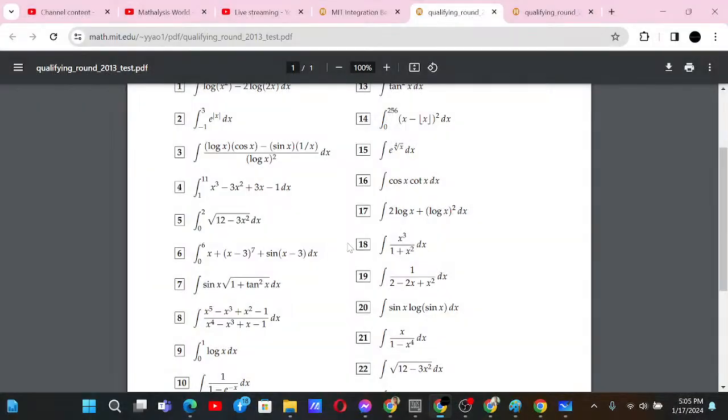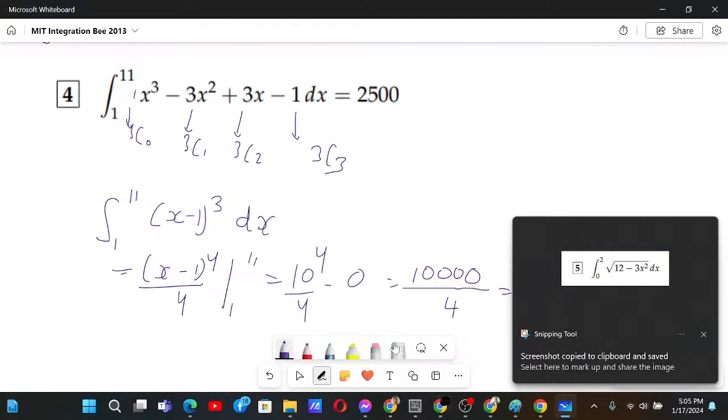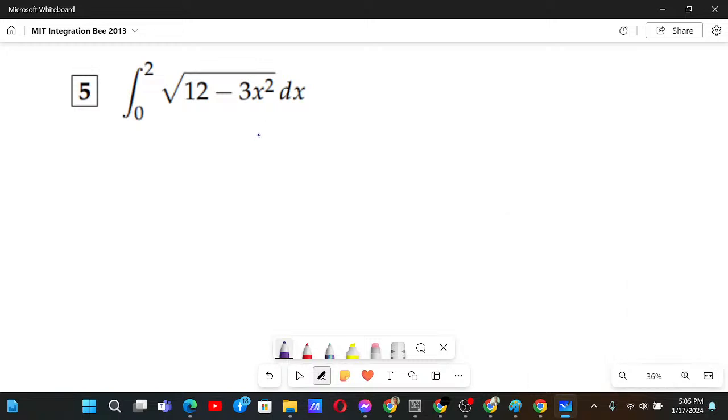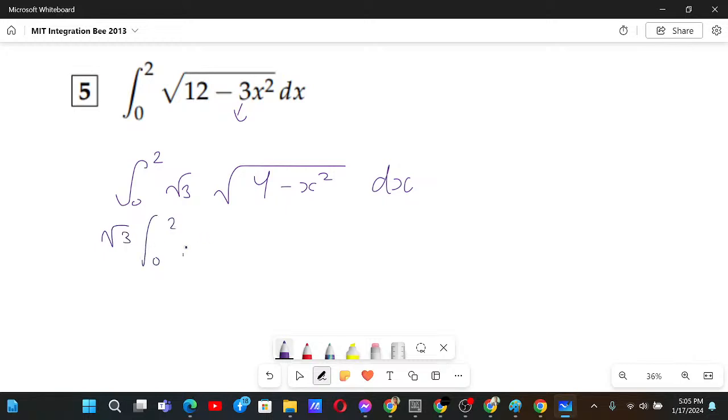Let's check 2500. Let's go to the next problem. This one. Now for this problem, first of all, it's necessary to remove the coefficient of x. If we do that, we will have root 3 times root under 4 minus x square. We can take root 3 out of the integral sign since it's a constant, and the integral is from 0 to 2 of 2 square minus x square.